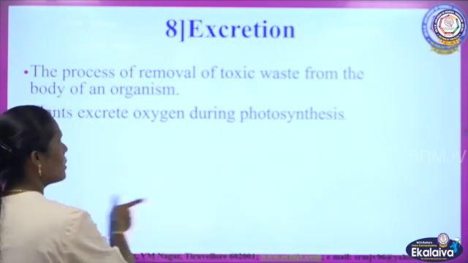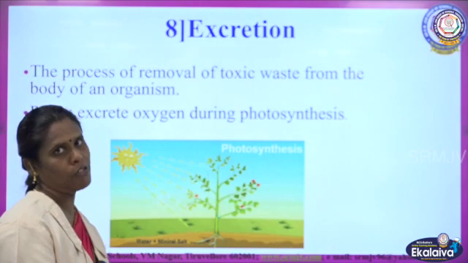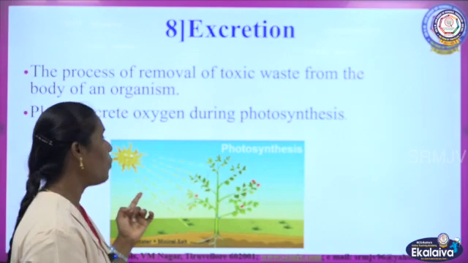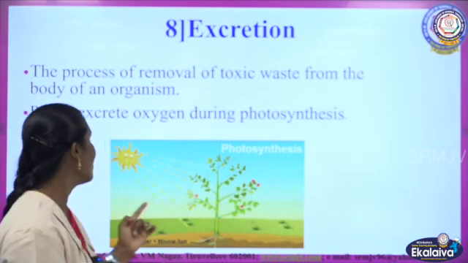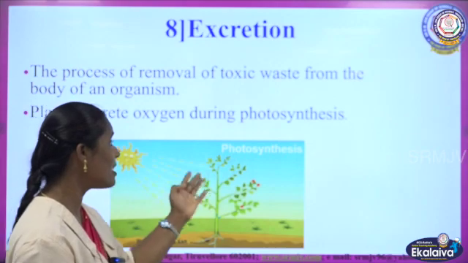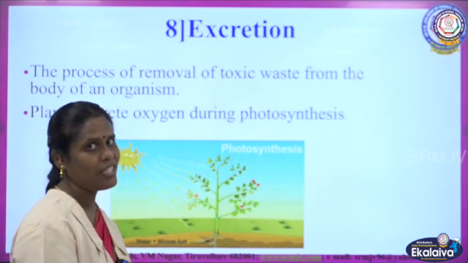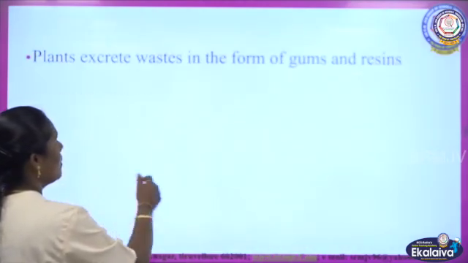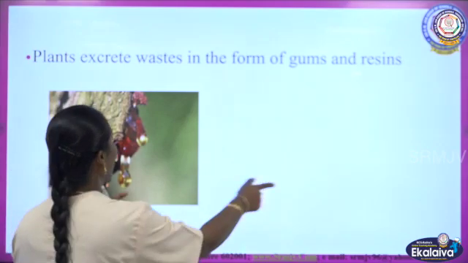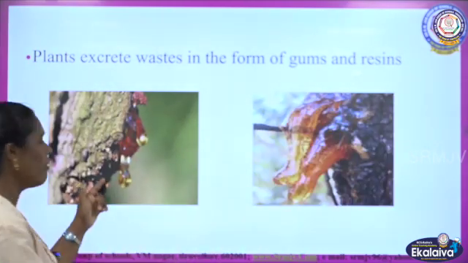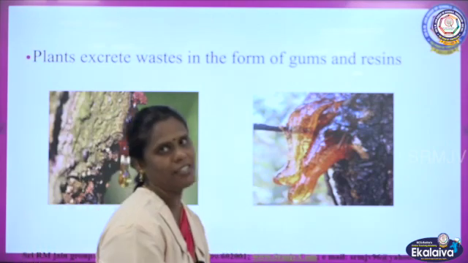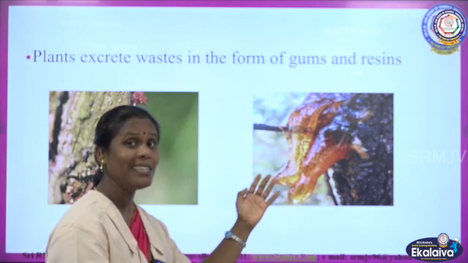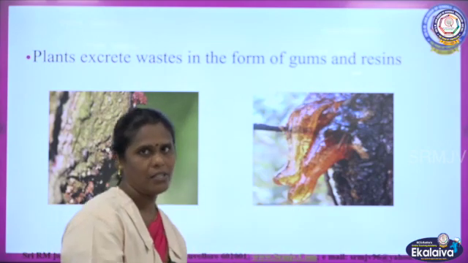See, plants excrete oxygen during photosynthesis. As I said, during photosynthesis, what does it excrete? During photosynthesis, it excretes oxygen. Okay, children? Next, plants excrete waste in the form of gums and resins. This is also one of the waste things. Plants release gums and resins.